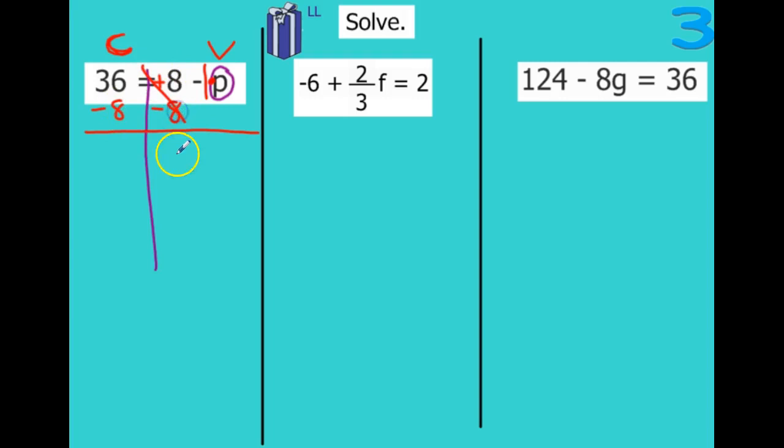So those are gone. We have negative 1p. 36 take away 8. Count backwards if you'd like. Should be 28. And then this is multiplied. The opposite of multiply is divide. So divide by negative 1. 1 over 1 is just 1. So negative 28 should be our answer.